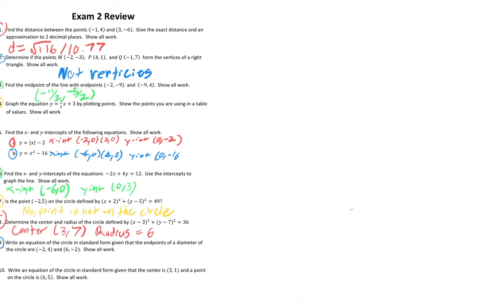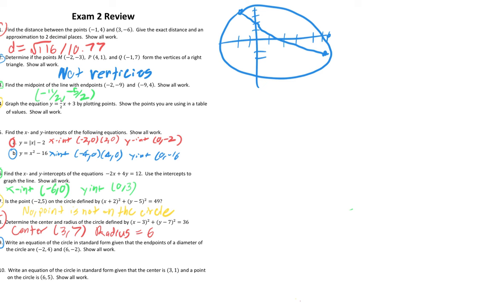Alright, so looking at number 9 here, we want to write an equation of the circle in standard form, given the endpoints of a diameter of the circle are (-2, 4) and (6, -2), right? So if we draw this out, we have -2, then 1, 2, 3, 4, a point here, and then a point at 1, 2, 3, 4, 5, 6, -2. Alright, so it's going to come down here, come across like this, and here I'm going to try and draw a circle, kind of like this. It looks kind of ovular, but it's a circle.